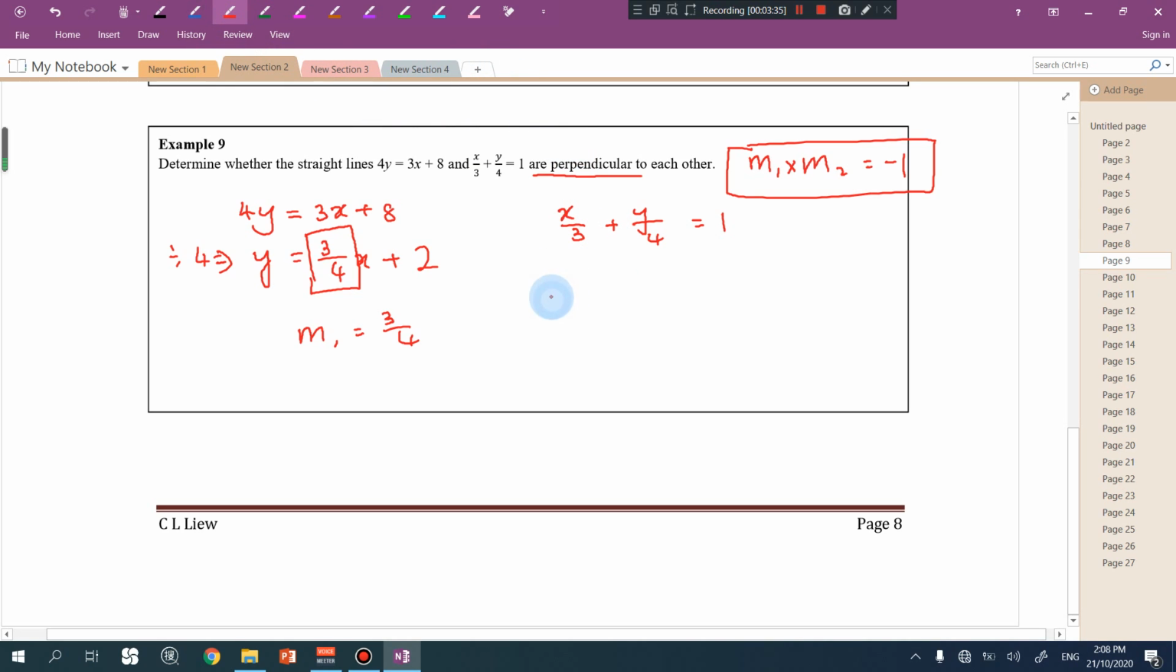The gradient will be equal to negative y-intercept over x-intercept. I hope you still remember this formula. So it's -4/3. I don't need to continue anymore. So now I want to test m1 times m2. Is that equal to -1? If it is equal to -1, yes, they are perpendicular to each other. If it's not equal to -1, they are not perpendicular. So I'm going to test now.